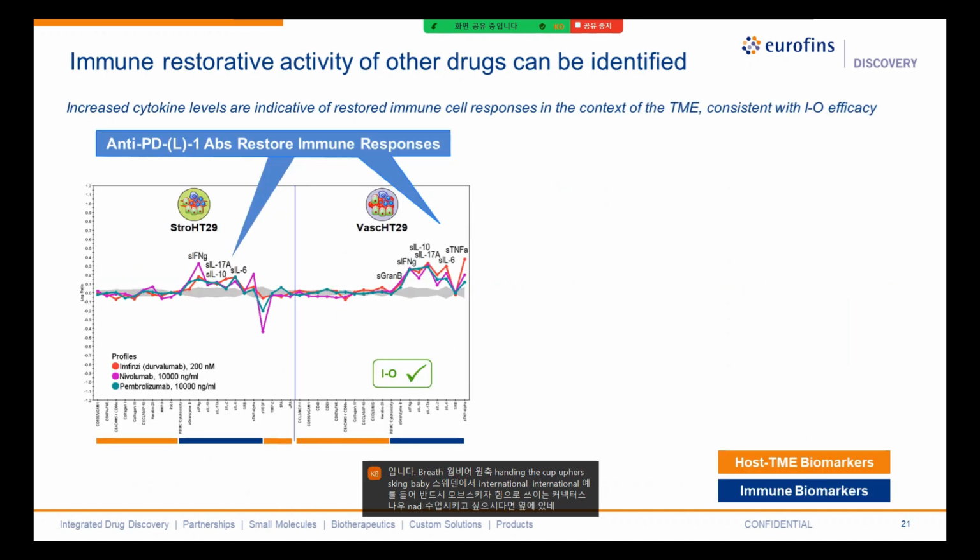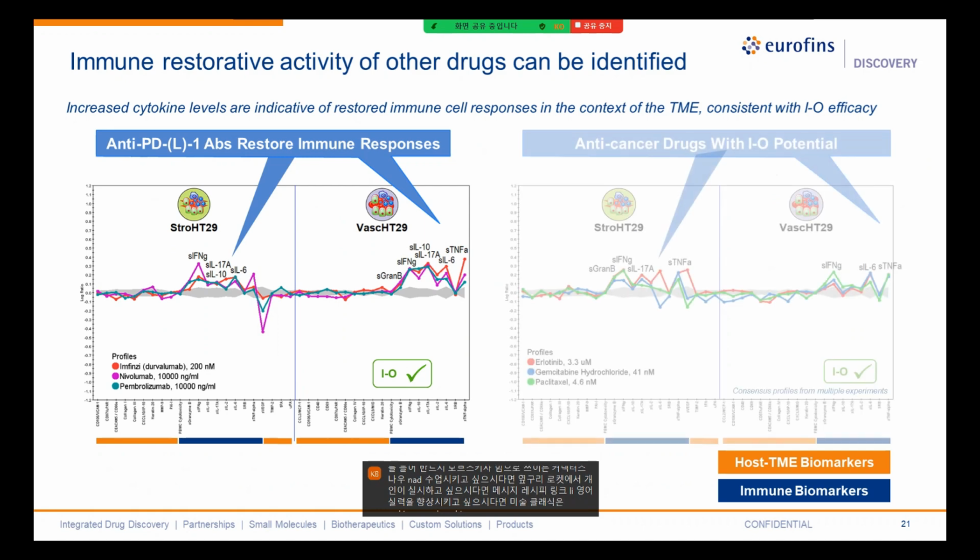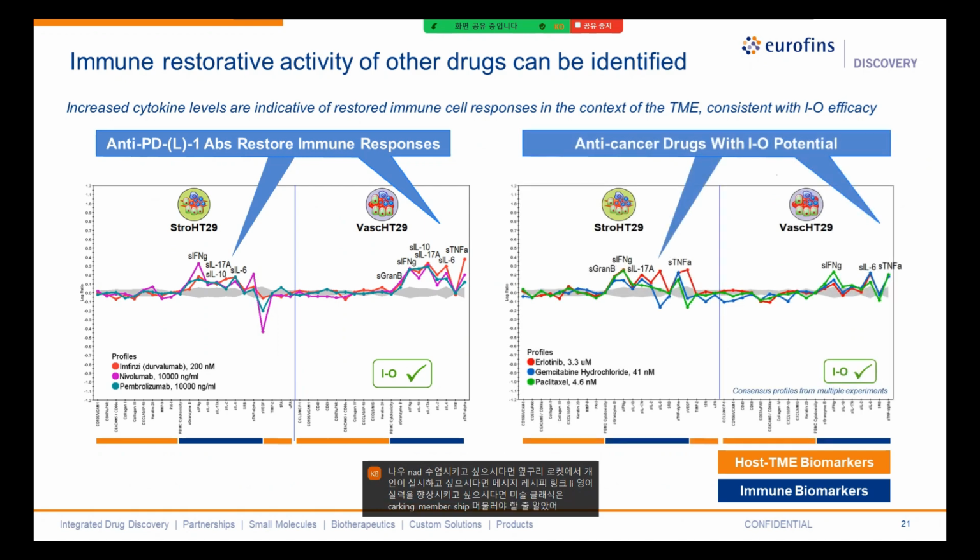If we look at this, again, this is just showing a few other drugs, durvalumab here, nivolumab, and pembrolizumab. We're seeing this restoration of immune response to the tumor cells. And these are classic immuno-oncology agents, so we would expect this. But when we look at three other drugs, erlotinib, gemcitabine, and paclitaxel, these were not designed as immuno-oncology agents. Erlotinib is an EGF receptor tyrosine kinase inhibitor, gemcitabine is a nucleoside analog, and paclitaxel is a microtubule disruptor.